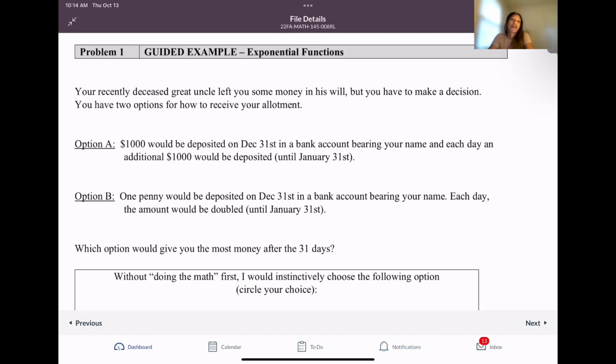Not too bad. Option B, you start off with a penny. Okay, 1 penny. That's going to be deposited on December 31st. And each day the amount is doubled until January 31st.